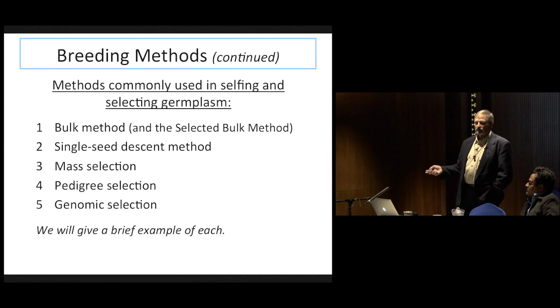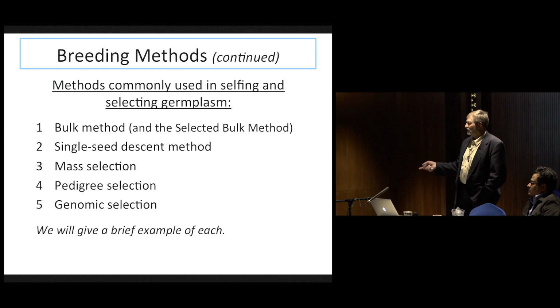So we make a cross, an F1 cross, we plant the F1 seed, harvest the F2 seed, we plant the F2 seed, harvest the F3 seed, plant the F3 seed, harvest the F4 seed, somewhere in there. That's the bulk method. You would begin selecting single plants that would be homozygous enough that they would retain the trait of the line, whatever you selected.